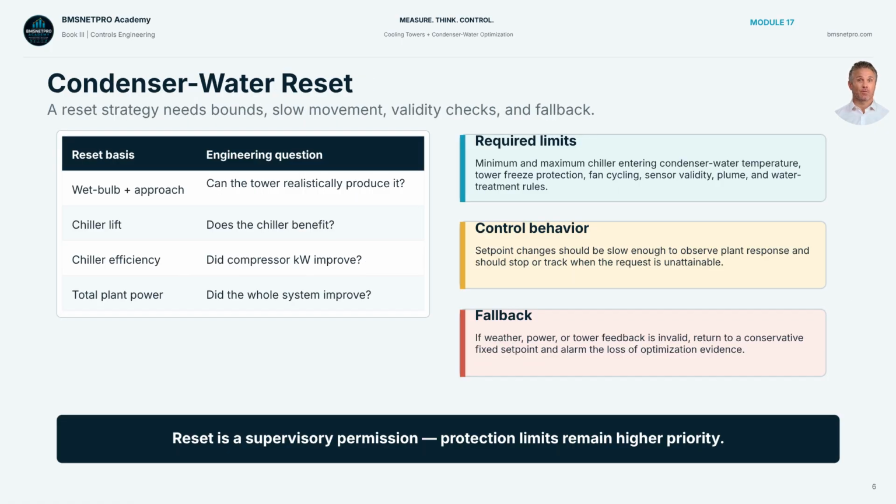Condenser water reset may be based on outdoor wet bulb plus an approach target, chiller lift, chiller efficiency, total plant power, or a combination. The reset must be bounded. Limits include chiller entering condenser water temperature, tower and basin limits, freeze protection, minimum fan speed or cycling rules, realistic approach limits, sensor validity, and water treatment or plume constraints. A supervisory optimizer should change set points slowly enough to observe the system response, and it should have a conservative fallback when evidence is missing.